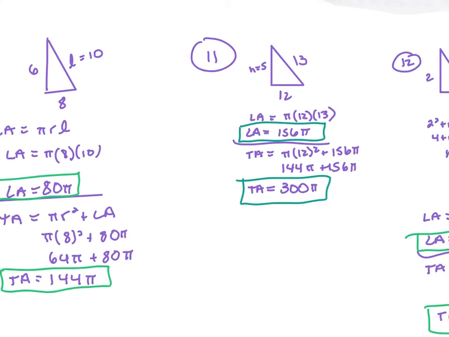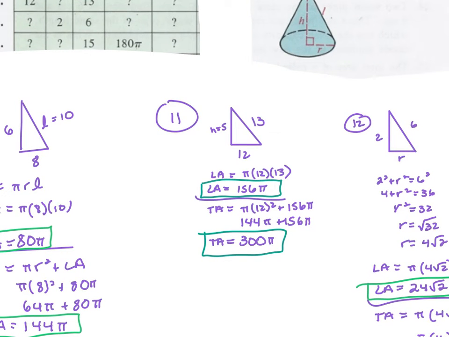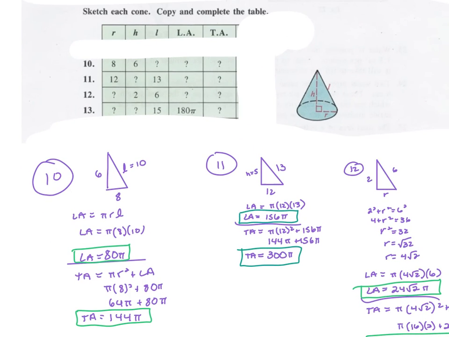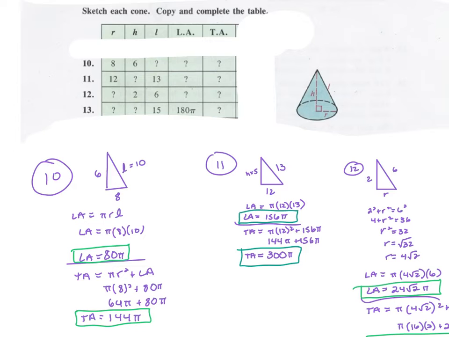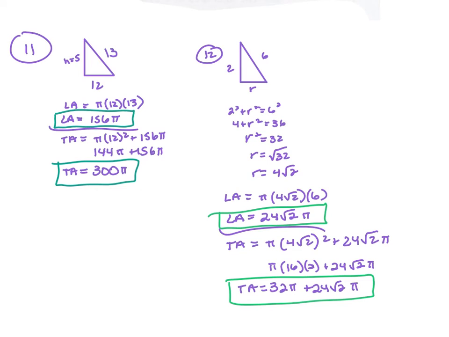Here's number 11. We were looking again for lateral area and total area. For number 12, we were looking to find the radius, lateral area, and total area. So you first had to find the radius, and that ended up being 4 square root 2, and then plug it into the formulas. That one was a little bit more work. Anybody still need that one?